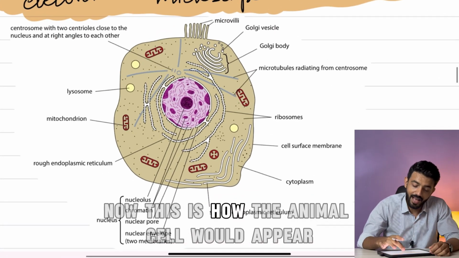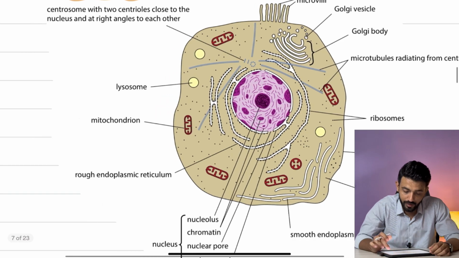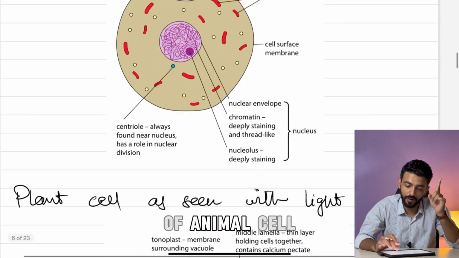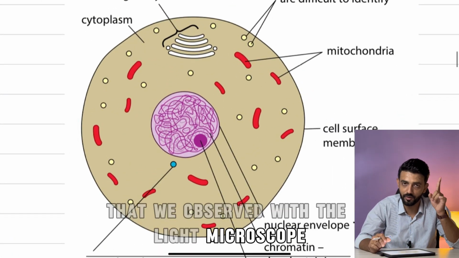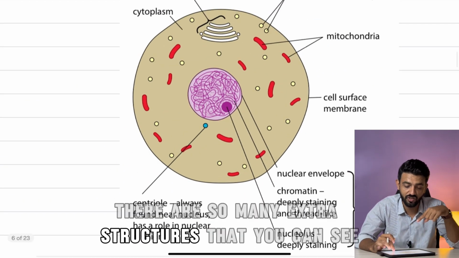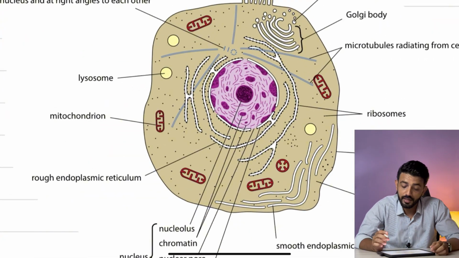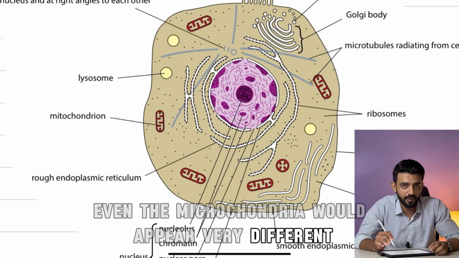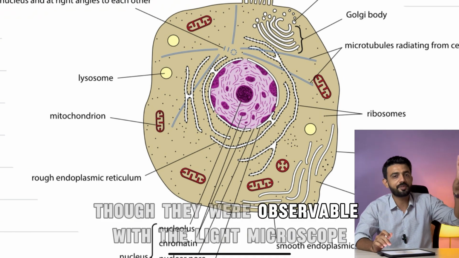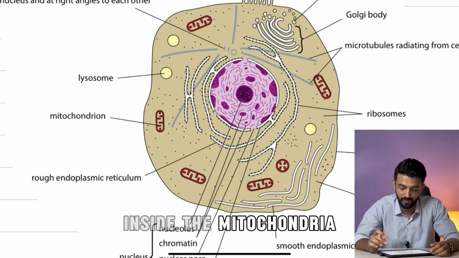Now, this is how the animal cell would appear if we observe it under the electron microscope. If for a second we go back to the structure of animal cell that we observed with the light microscope, you can see so many differences. There are so many extra structures that you can see with electron microscopes. For example, the ribosomes. Even the mitochondria would appear very different because you can actually see what is present inside the mitochondria. Though they were observable with the light microscope, you couldn't see what is present inside the mitochondria.